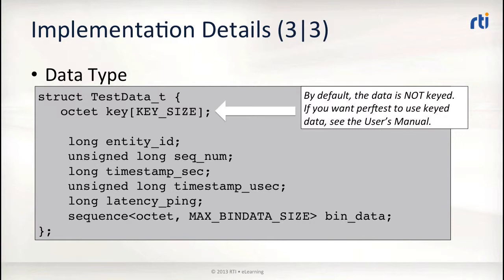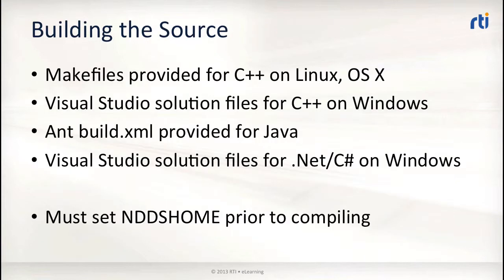bin_data is an opaque buffer for storing the data that will bring the message up to the desired size. For example, if the configured message size used in the test is 1 kilobyte, the bin data will contain a bulk of data such that the total message size becomes 1 kilobyte.